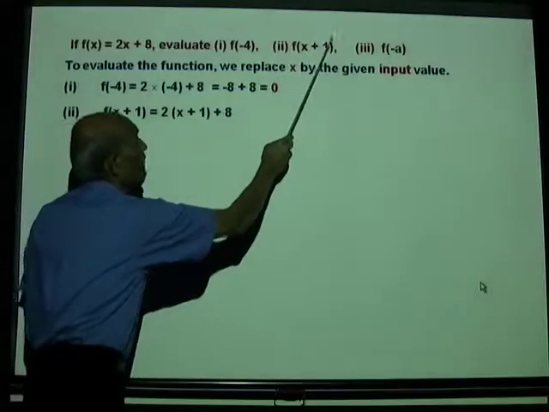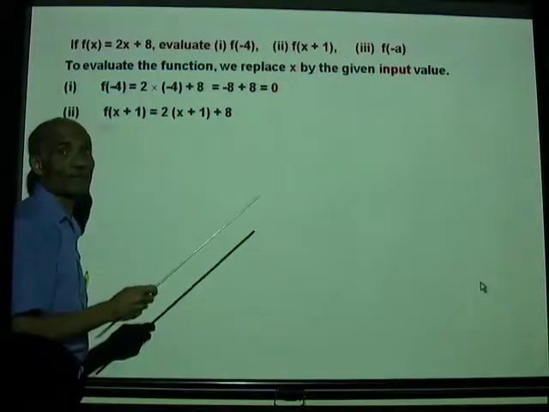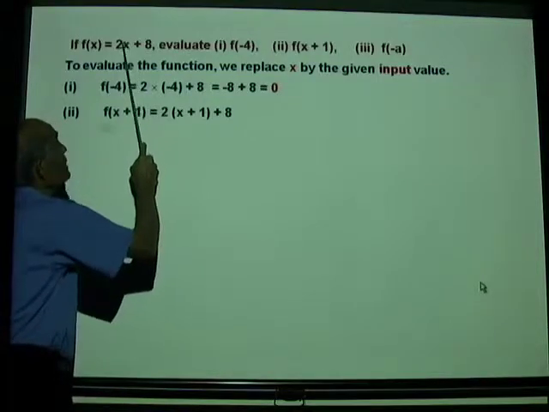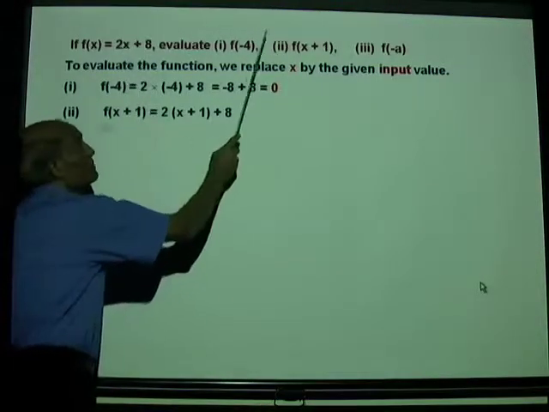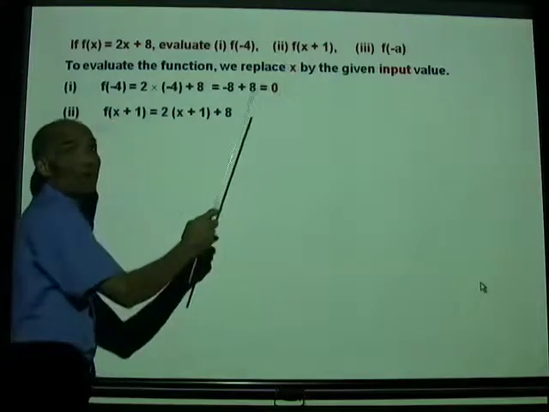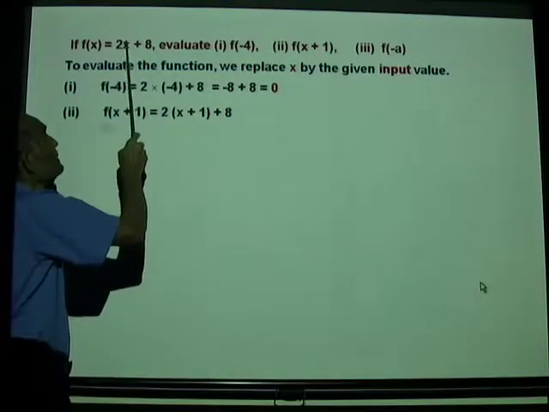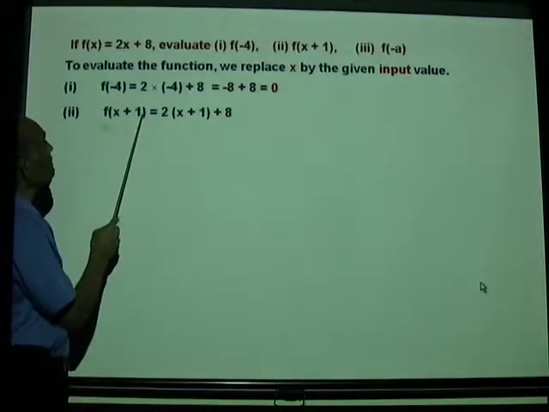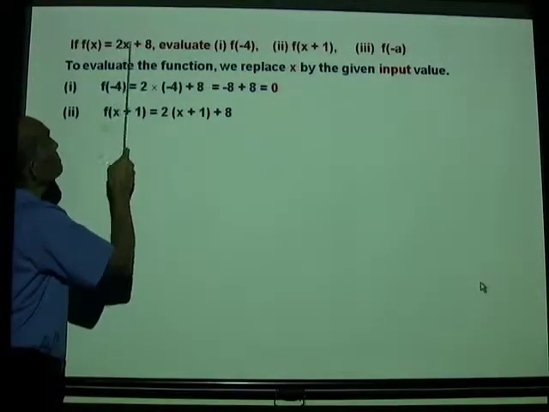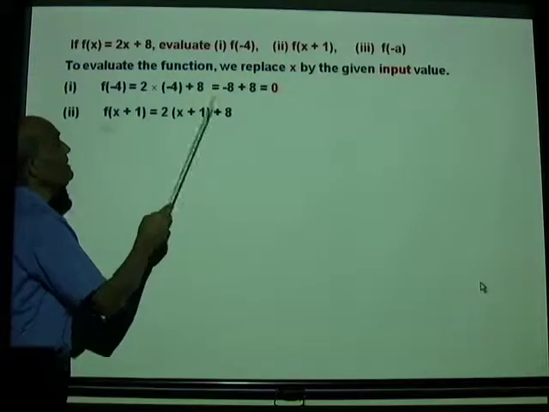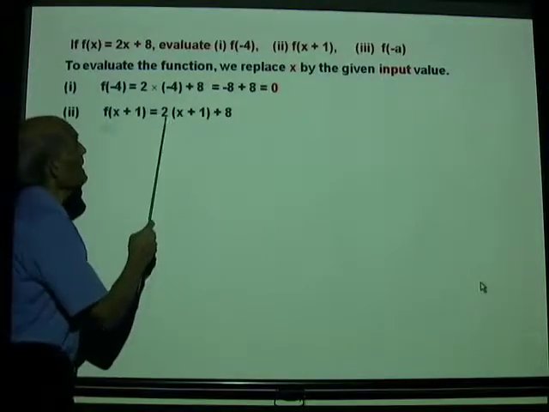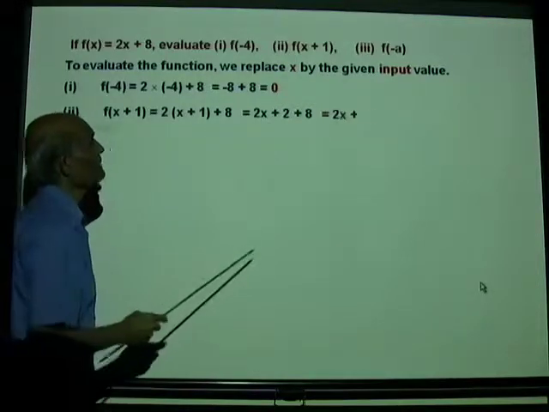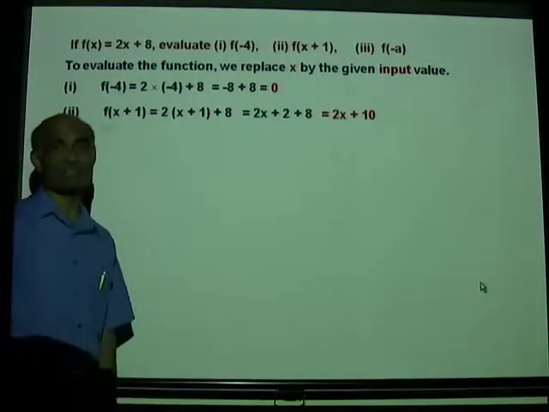How about f of x plus 1? What does that mean? It means in the original function, x is replaced by x plus 1. The input x here is replaced by x plus 1. So f of x plus 1 is 2 times x plus 1 plus 8. And now distribute that. That will be 2x plus 2 plus 8. That is 2x plus 10.